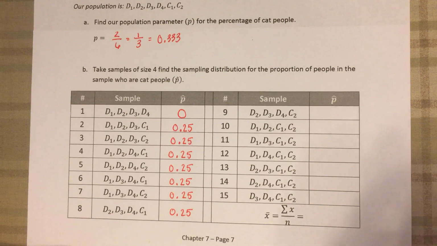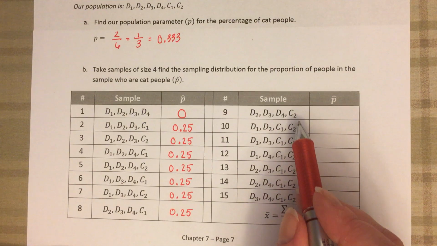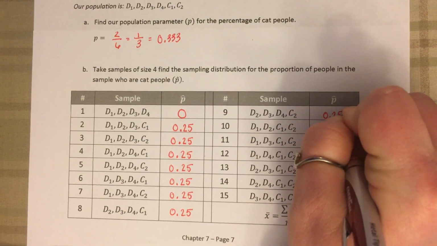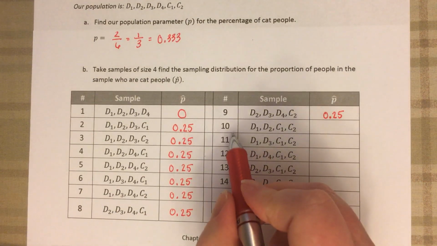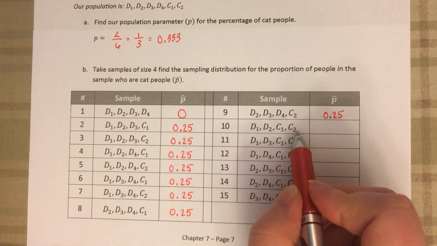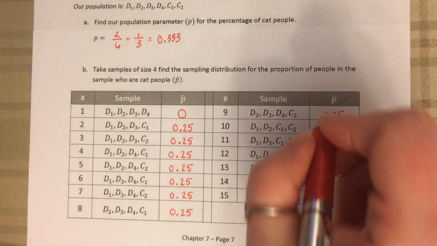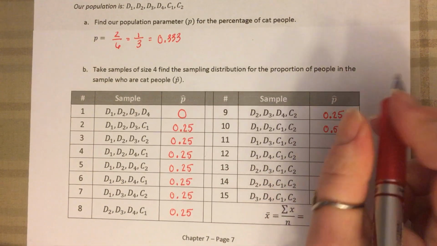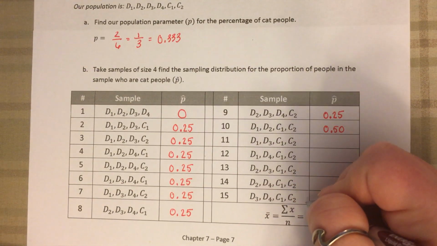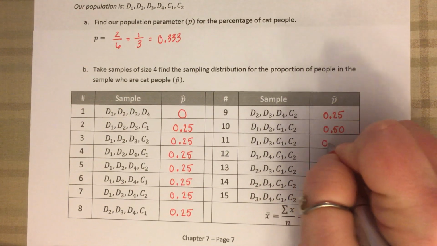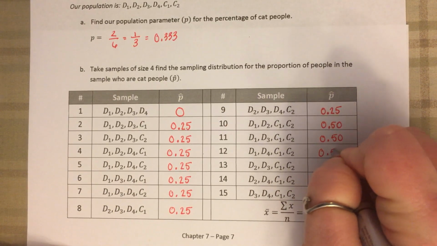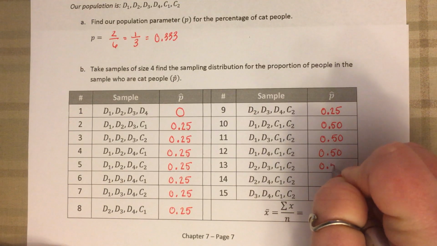Now, if we look at this column over here, our first sample also has 1 out of 4, so this is 0.25. If we look at sample number 10, now we have 2 cat people. 2 out of 4 is 1/2, which is 50%, so we get 0.50. If we look at all of the rest of these samples, all of these have 2 out of 4, so all of these are 50%. All of these have a P hat value of 0.50.